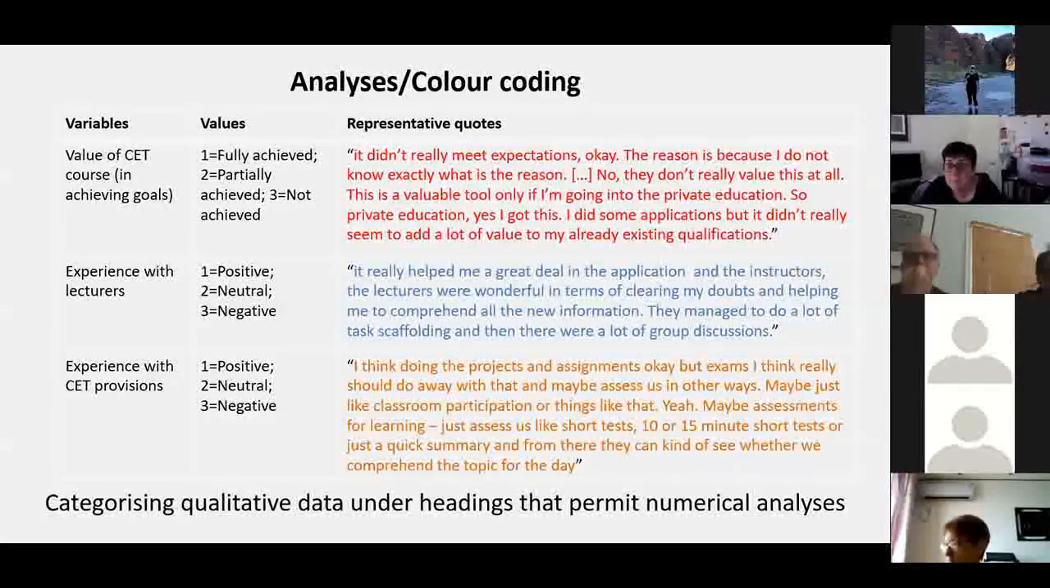One other set, in addition to experience with lecturer and CET provision, is the value of the course in helping them to achieve their goals, whether it's fully achieved, partially achieved, or not achieved. The color coding indicates whether the representative quotes show a negative experience, which is in red, a positive one in blue, or a neutral one in orange.